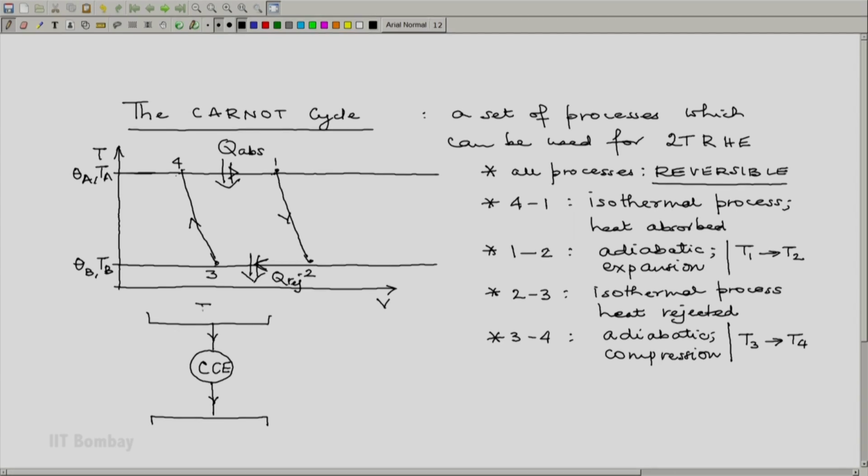The temperature of this reservoir is TA on the ideal gas Kelvin scale, theta A on the thermodynamic Kelvin scale. The temperature of the reservoir is TB on the ideal gas Kelvin scale and theta B on the thermodynamic Kelvin scale. There is some work done, but that is something which we need not measure. The heat absorbed from the high temperature reservoir is Q absorbed as shown here, and this is the heat rejected, which is Q rejected as shown here.